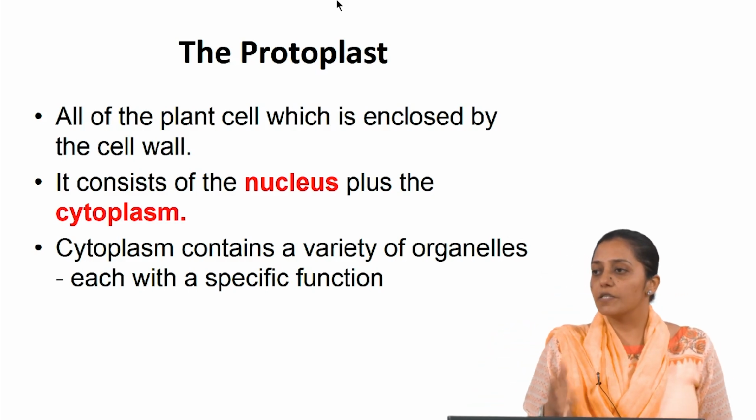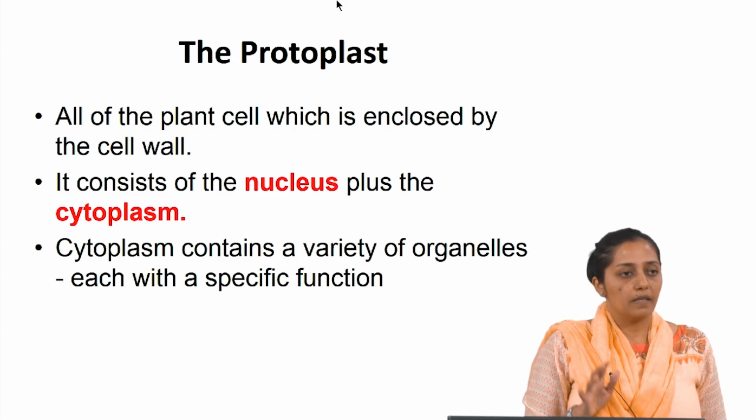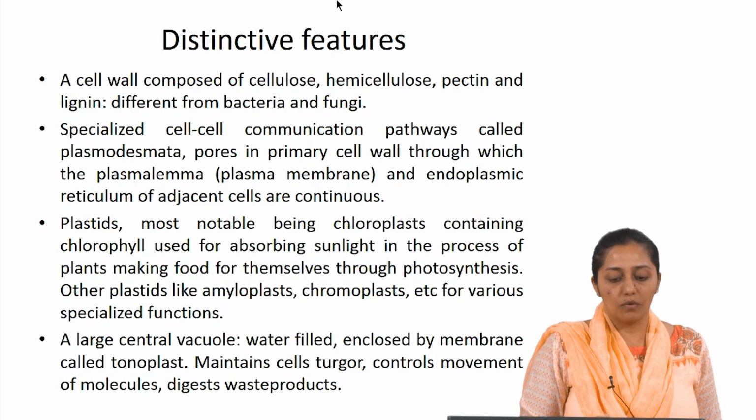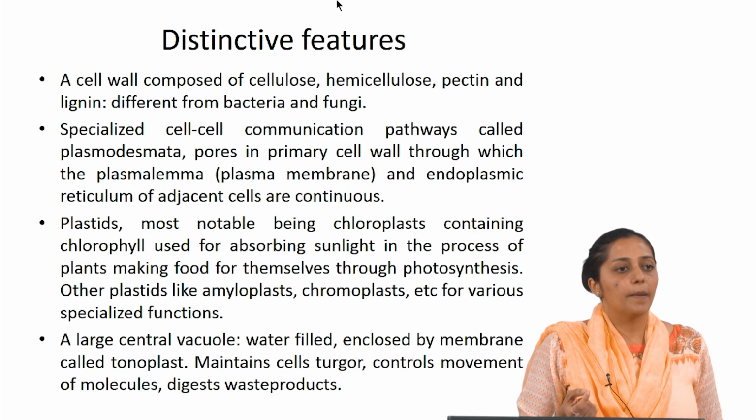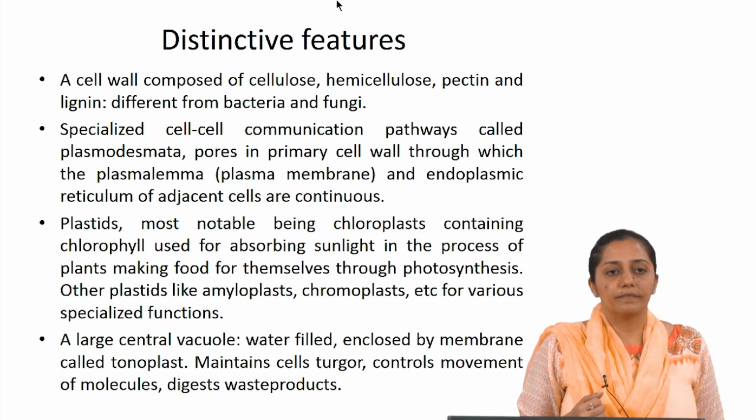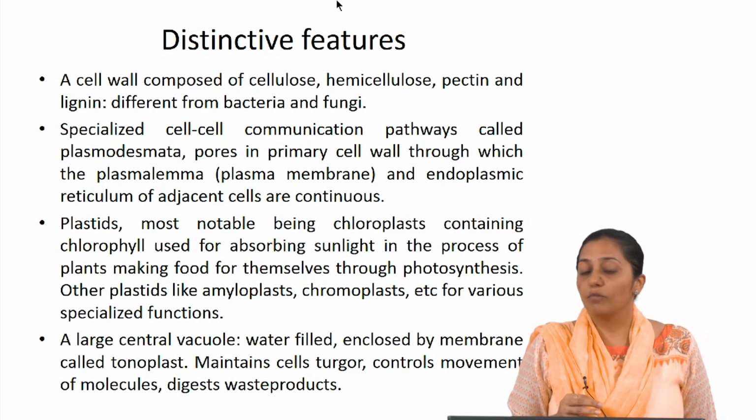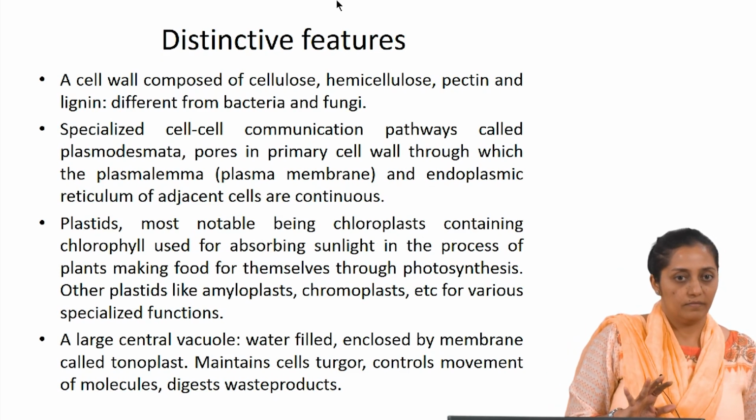Now talking about the protoplast. What was protoplast? Protoplast was nothing but nucleus plus the cytoplasm. That is protoplast. Now distinctive features, what all distinctive features did I tell? One was the cell wall is composed of cellulose, hemicellulose, pectin and lignin. What is cellulose composed of? Cellulose is a polymer, a polysaccharide made up of D-glucose, in simple chains.